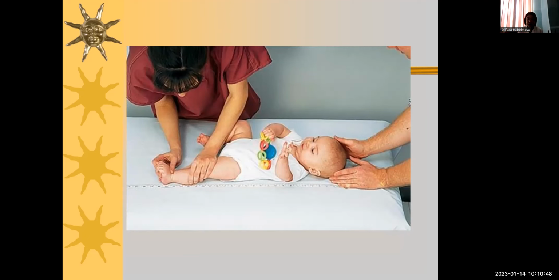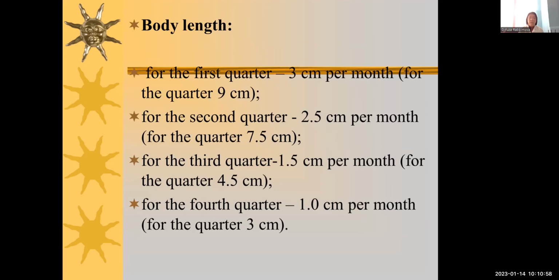Body length. We measure in horizontal position by the tape. Body length changes. For the first quarter, for the first 3 months, 3 centimeters per month. For the quarter, 9 centimeters. For the second quarter, 2.5 centimeters per month. For the quarter, 7.5 centimeters. For the third quarter, 1.5 centimeters per month. And for the fourth quarter, 1 centimeter per month.